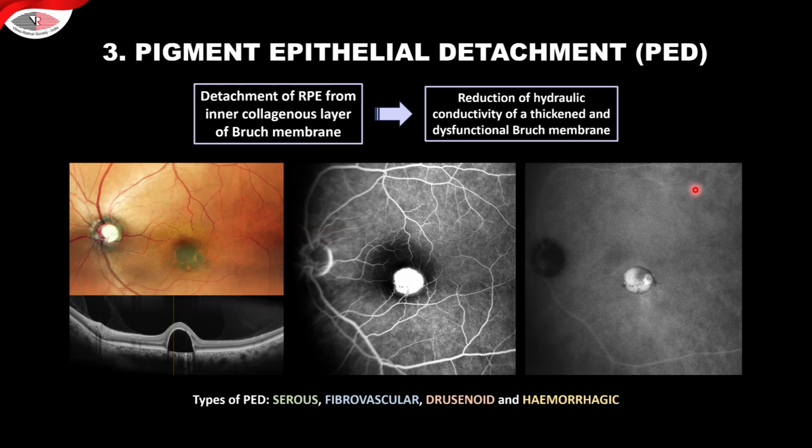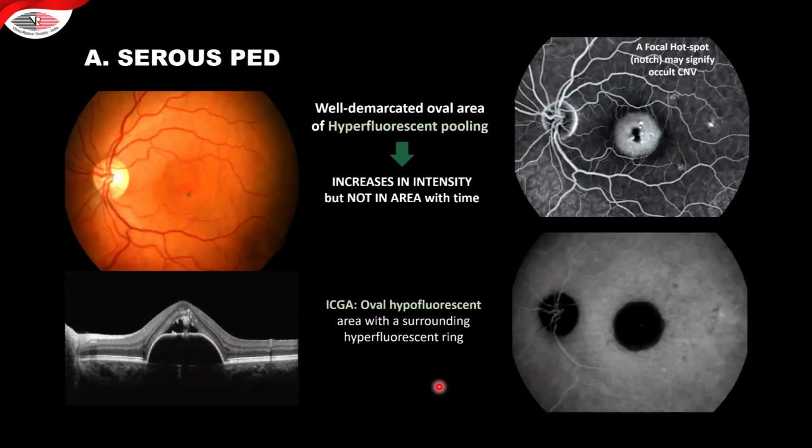Then there's pigment epithelial detachment, where there's the pooling of the dye on the fluorescein. You can see that there's an intensity increase, but the margins will not change or become fuzzy because it's a closed RPE space, a convex space which does not change, and this is where the pooling comes up. Now, PEDs can be serous, fibrovascular, drusenoid, or hemorrhagic. This is a serous PED. You can see it's a fluid-based serous collection, which is seen typically as a pooling.